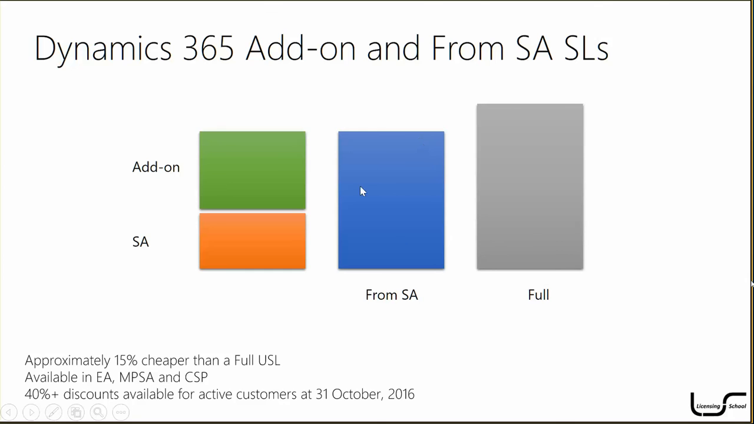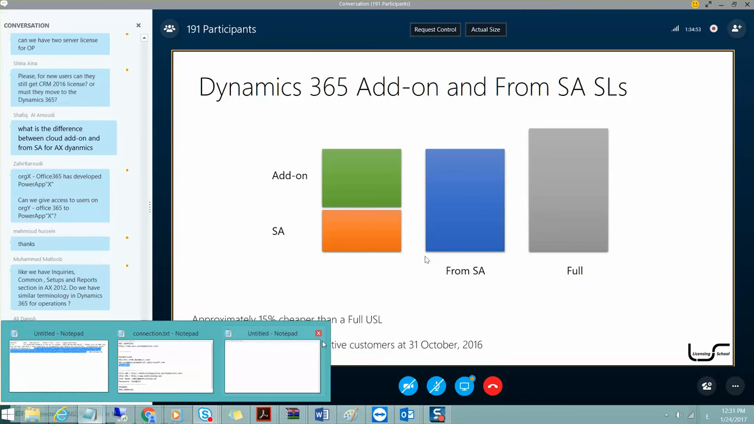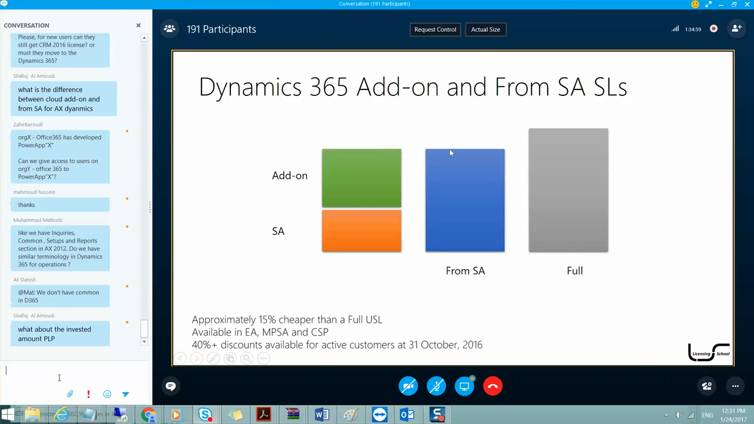And From SA is only available for customers who have come from software assurance, and they've got to own their licenses. They've got to have paid for them for 3 years before they're allowed to do that. And if we think about the Dynamics 365 on-premises customer who's going to the cloud, then the height of these bars indicates that it's cheaper for them than a brand new customer who goes to the online solution. So this gap here is 15%.